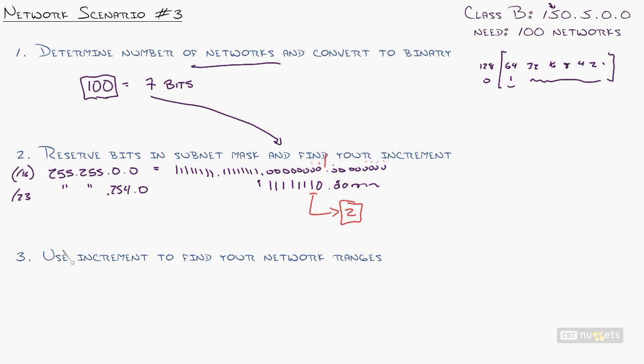So now this is where it gets a little bit different. We go 150.5.0.0, but now we're adding in the third octet of the IP address. That's where the increment is. So we'll go 150.5.2.0, 4.0, and down and down and down we go. Fill in those pieces. And now the end ranges.